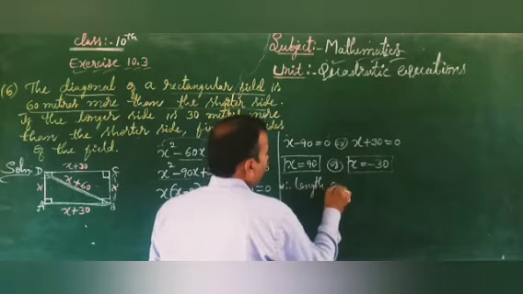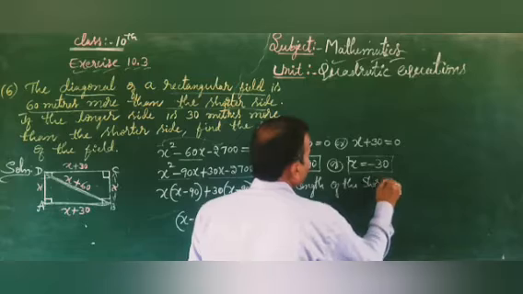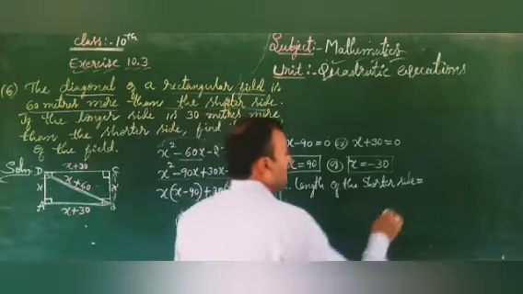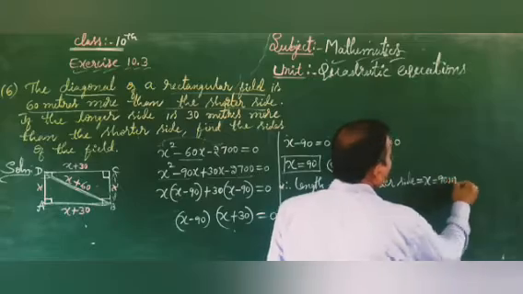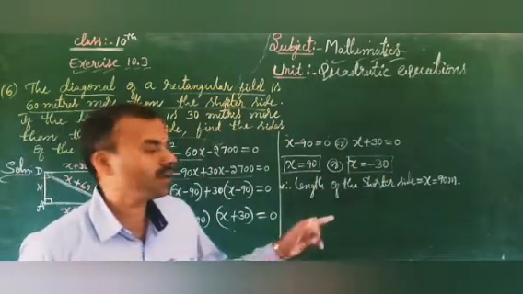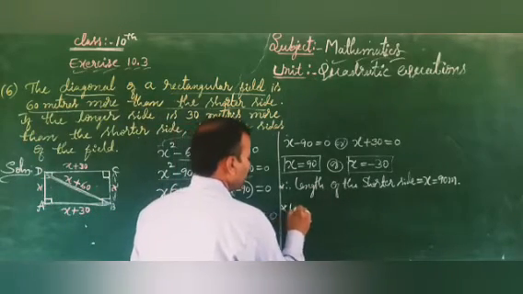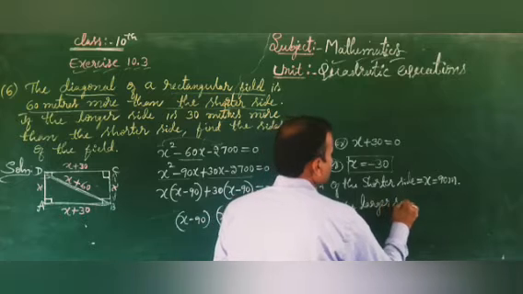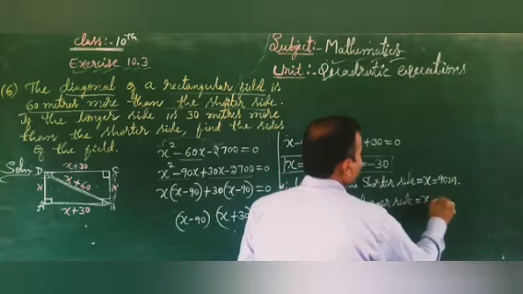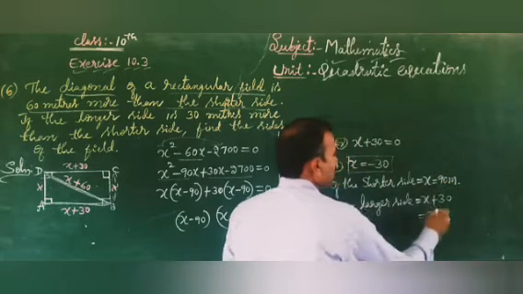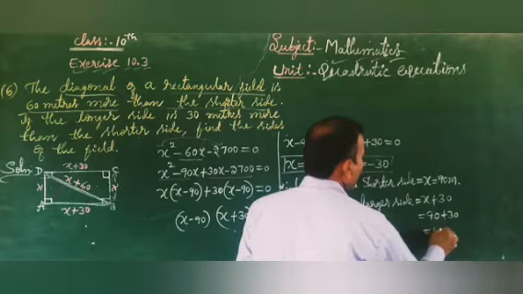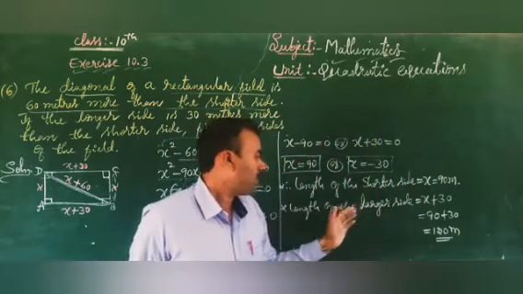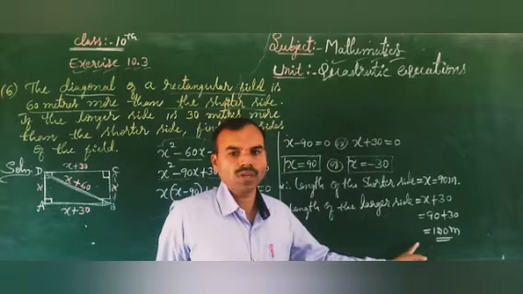Length of the shorter side equals x equals 90 meters, and length of the larger side equals x plus 30, equals 90 plus 30, equals 120 meters. The shorter side is 90 meters and the larger side of the rectangular field is 120 meters.